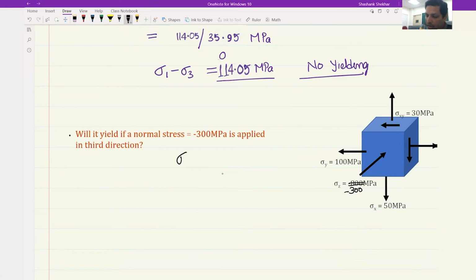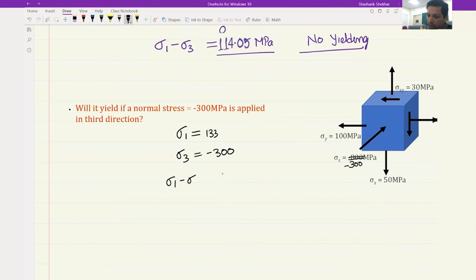So in this particular case, sigma 1 is equal to 133 and sigma 3 is equal to minus 300, which implies sigma 1 minus sigma 3 is equal to 433 megapascal. So it is still less than the yield point and therefore no yielding.